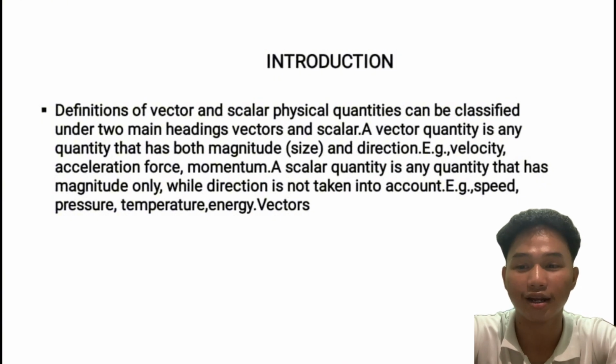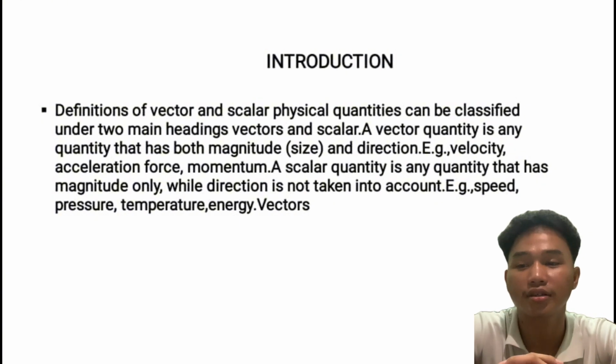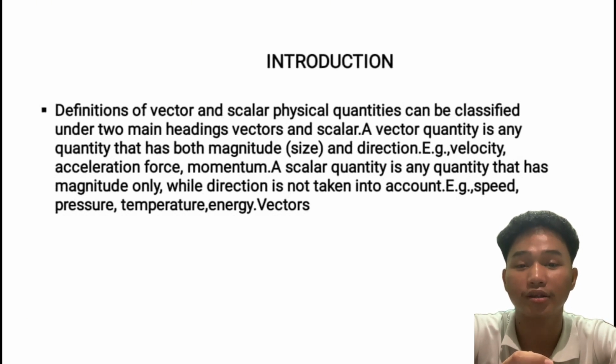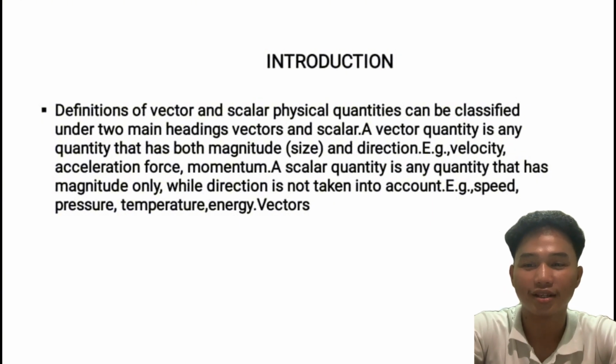Introduction of scalar and vector. Definition of vector and scalar. Physical quantities can be classified under 2 main headings, vector and scalar. A vector quantity is any quantity that has both magnitude and direction, for example displacement, velocity, acceleration, force, and momentum. A scalar quantity is any quantity that has magnitude only, while direction is not taken into account, for example speed, pressure, temperature, and energy. So we go to the next slide.